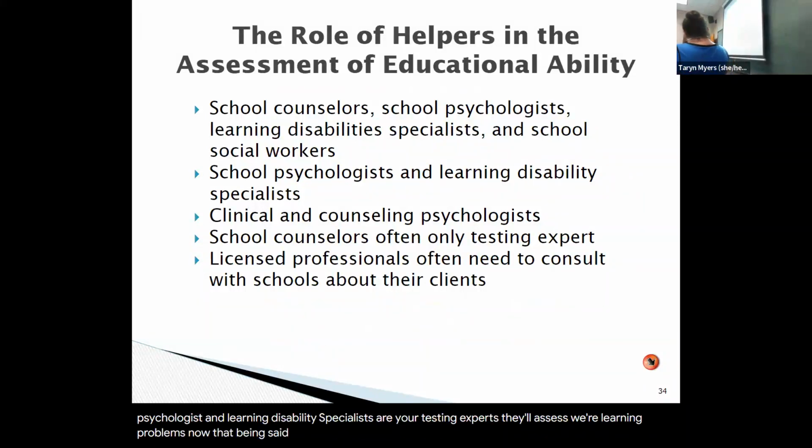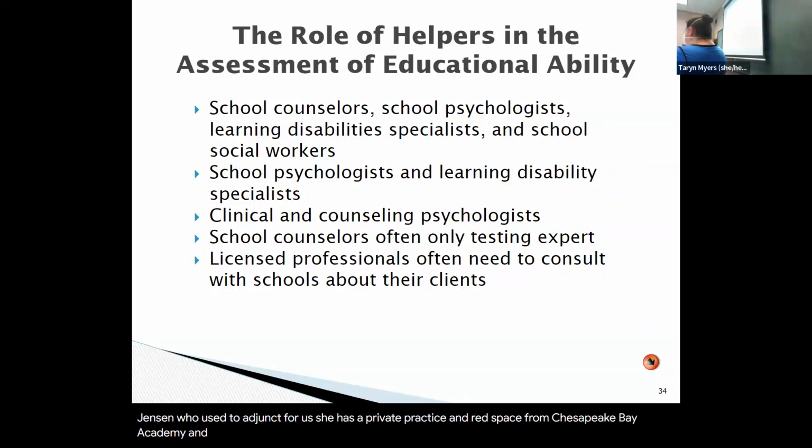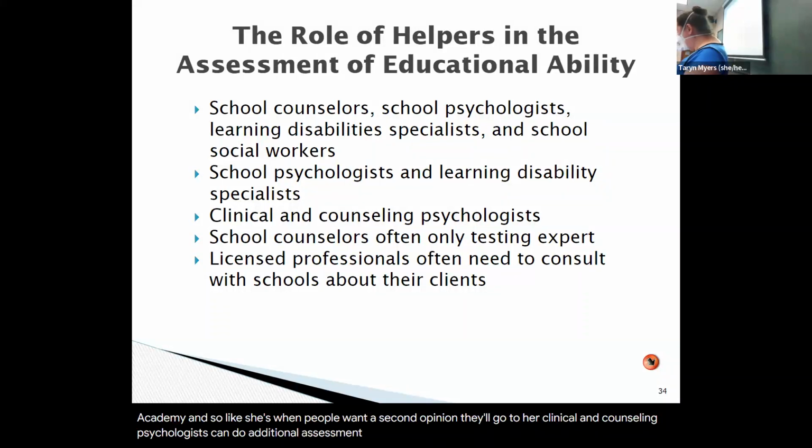Now, that being said, there are also people who are independent of the school system. So Peg Jensen, who used to adjunct for us, has a private practice and rents space from Chesapeake Bay Academy. When people want a second opinion, they'll go to her. Clinical and counseling psychologists can do additional assessments or act as that second opinion. So Peg is a clinical psychologist.